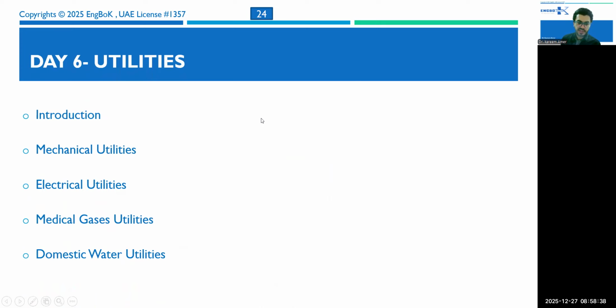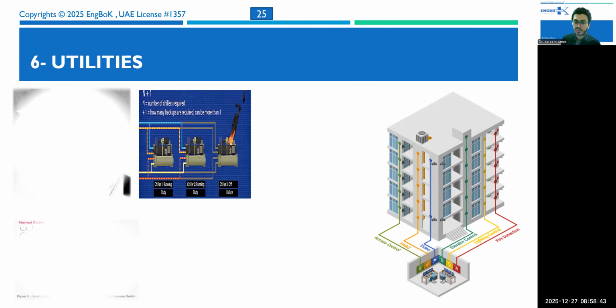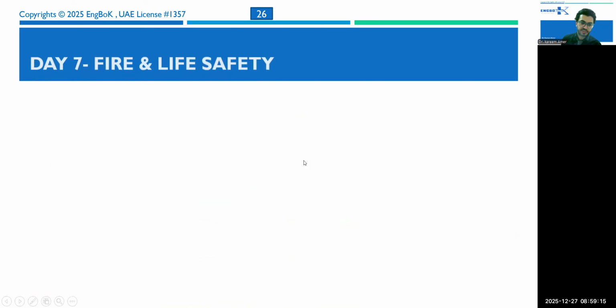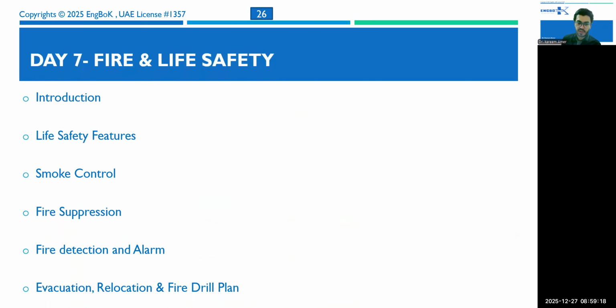Utilities, especially central plants for mechanical, electrical, medical gas, domestic hot water and cold water, private and public utilities, the difference between them, redundancy, reliability, and N+1 configurations, configuration for essential power as per NFPA 99, 101, and 110 for the alternate source, medical gases like oxygen, nitrous oxide, medical vacuum, nitrogen, carbon dioxide, medical air, and anesthesia gas disposal system, water management program or plan for the hospital.